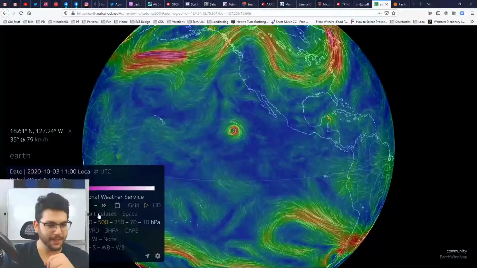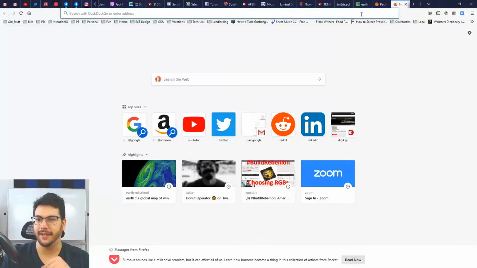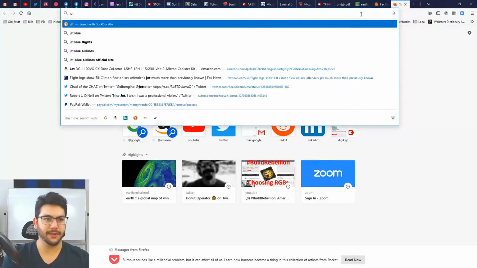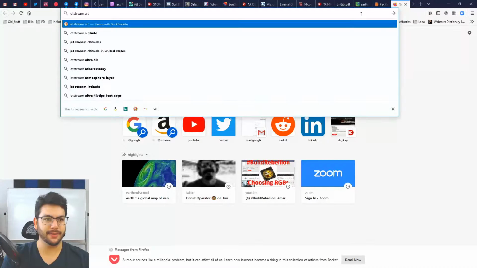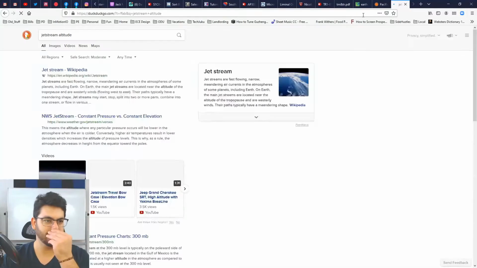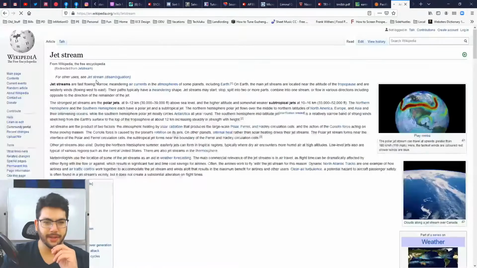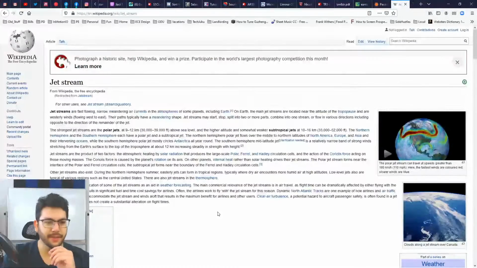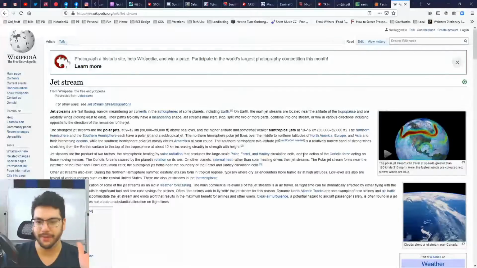What is this? Must be the 500, must be the jet stream. What is that? Jet stream altitude. The jet stream is 9 to 12 kilometers. The strongest ones are at 9 to 12. You also have subtropical jets at 10 to 16.